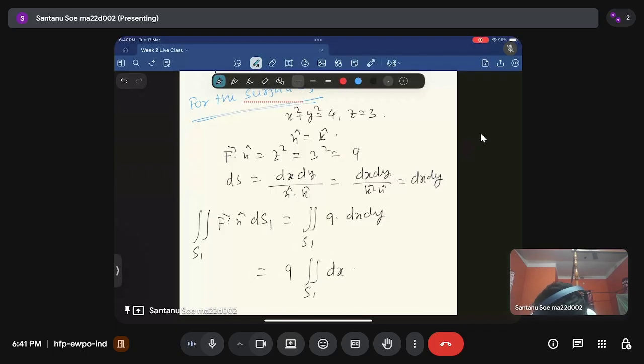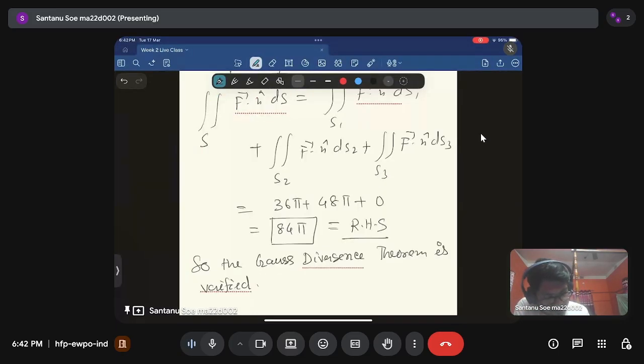So the Gauss divergence theorem is verified. I hope this is clear now. So now we're going to go to the next question, which is question number 2.